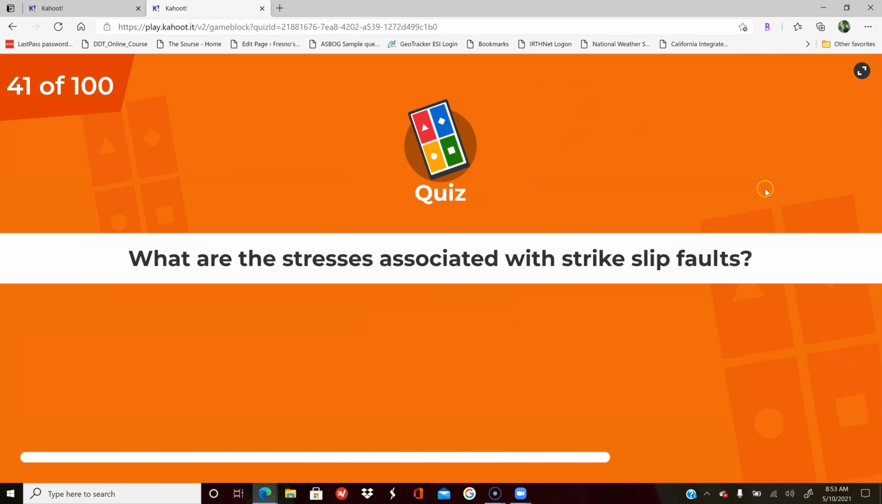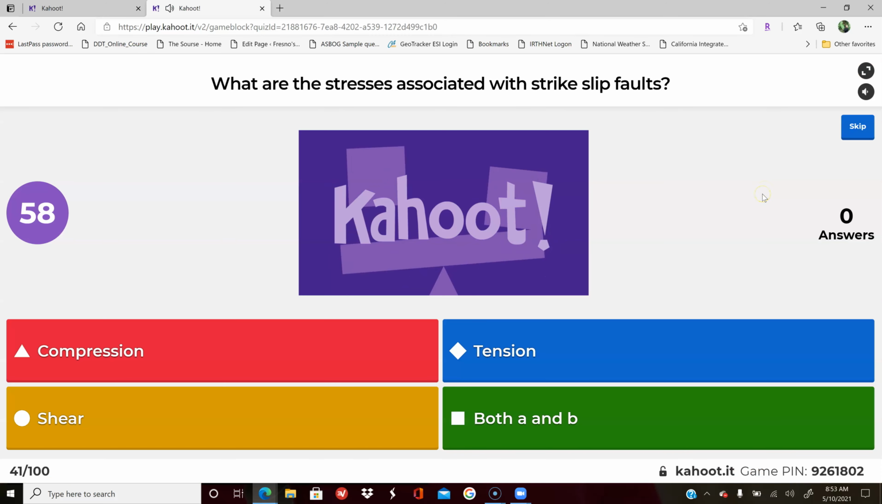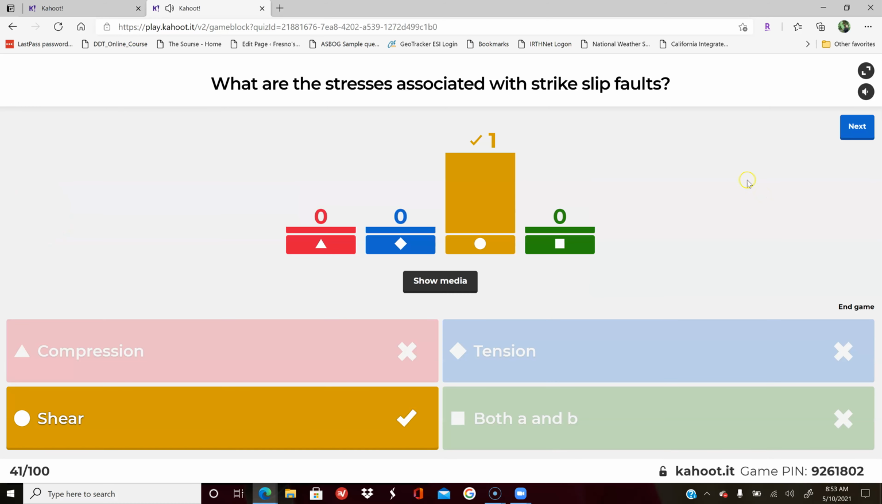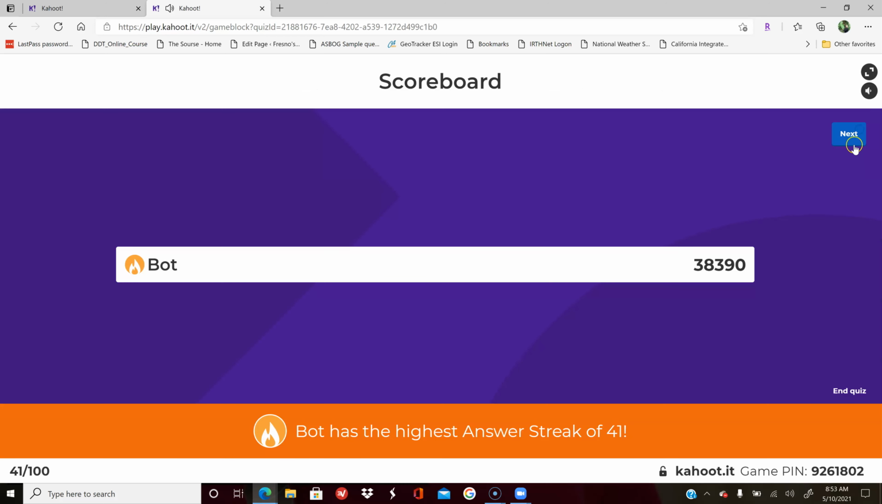What are the stresses associated with strike slip faults? Compression, tension, shear, both A and B. That would be shear only. Strike slip faults are driven by shear stress.